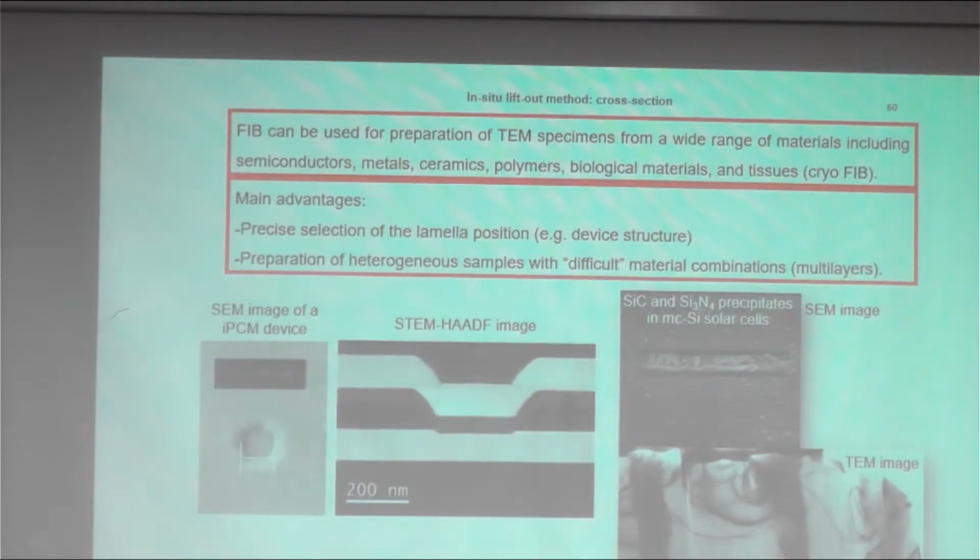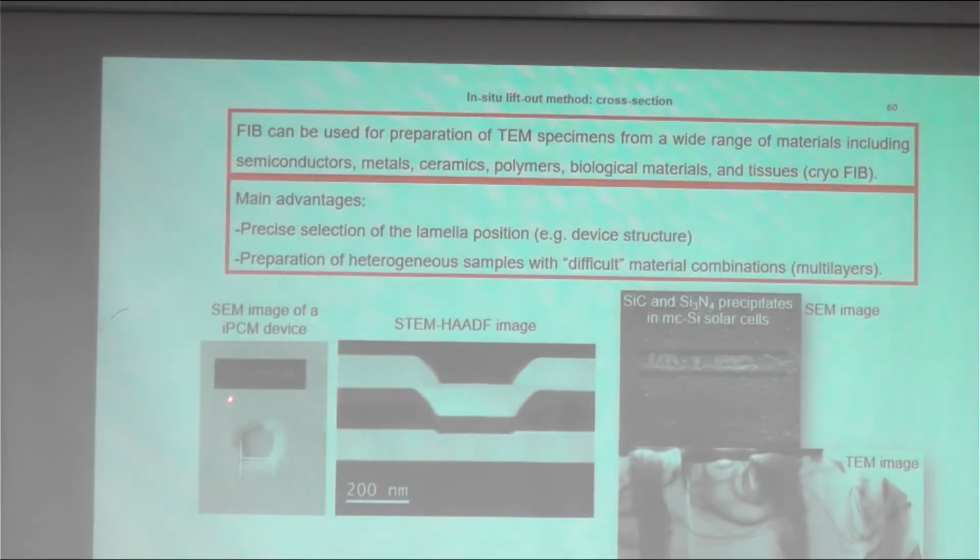So why is this FIB method so interesting and important? Because first, you can prepare lamellas from a wide range of materials, including semiconductors, metals, ceramics, polymers, biological materials, and tissues, where you use cryo-FIB. The main advantage is the precise selection of the lamella position and the preparation of heterogeneous samples with difficult material combinations like multilayers. Here is one example.